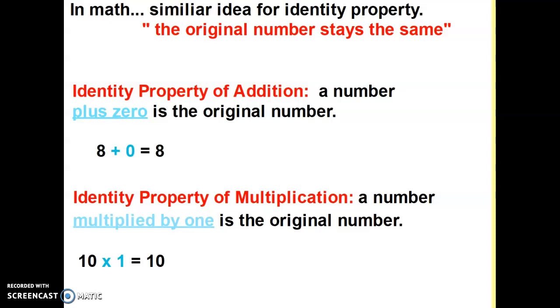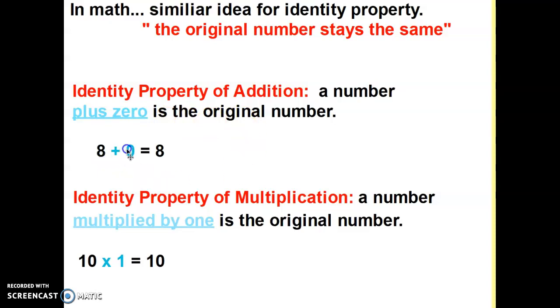The same in math. It's a similar idea. The original number stays the same. It's still a number. So there's two kind of different definitions, but very much the same. One with the property of addition and one with multiplication. So the identity property of addition is when we take a number and we add on 0, we still end up with the same number.